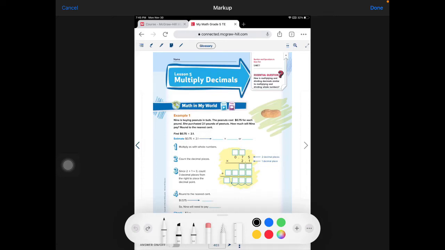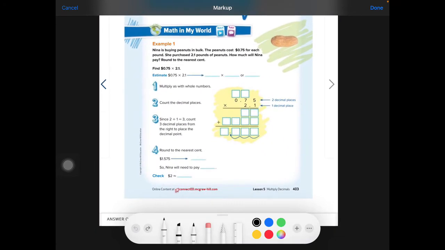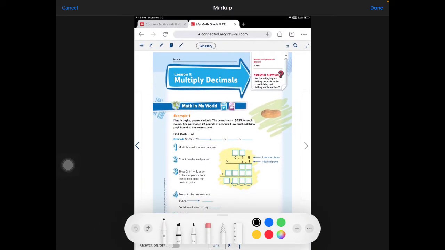Welcome to Math with Mrs. Cox. We are on Chapter 6, Lesson 5, page 403. We are going to be learning about multiplying decimals.